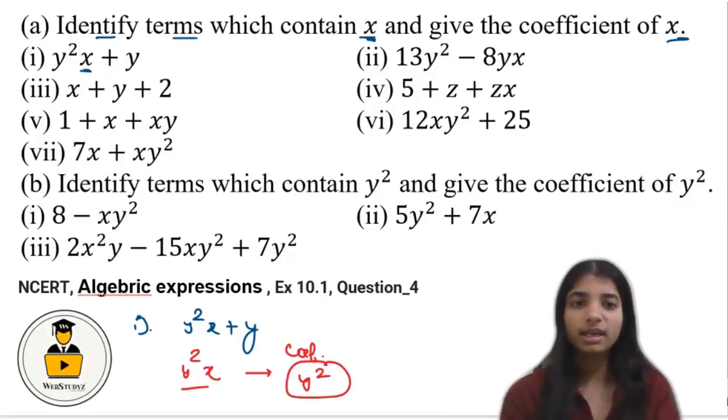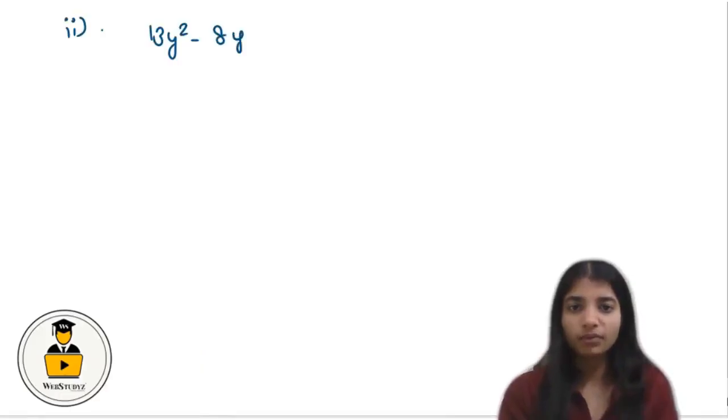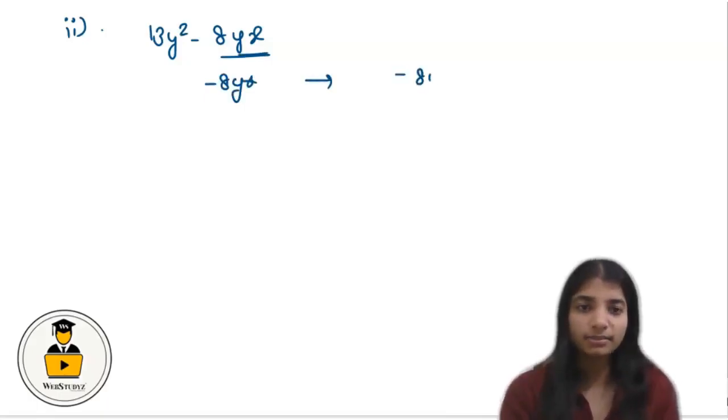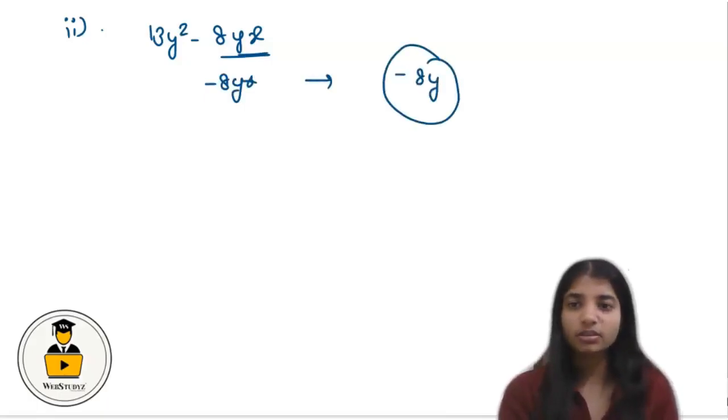Now the next part is 13 y raised to the power 2 minus 8 yx. Second is 13 y raised to the power 2 minus 8 yx. The term which contains x is minus 8 yx, and the coefficient for minus 8 yx is minus 8y. So this is the answer to the second part.